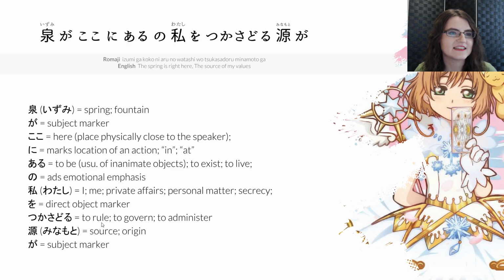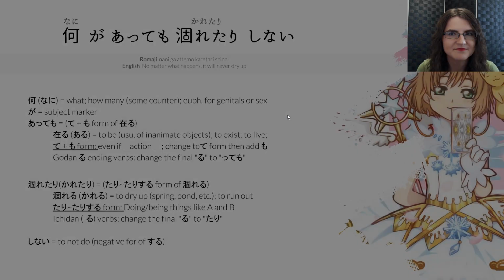So I translate it as the source of my values. It's governing over what I think is right and wrong and stuff like that. If you disagree, let me know in the comments. This one is definitely a little bit flowery, if you will. So the English side: the spring, it's right here, the source of my values. It's what's governing my decisions, my life.